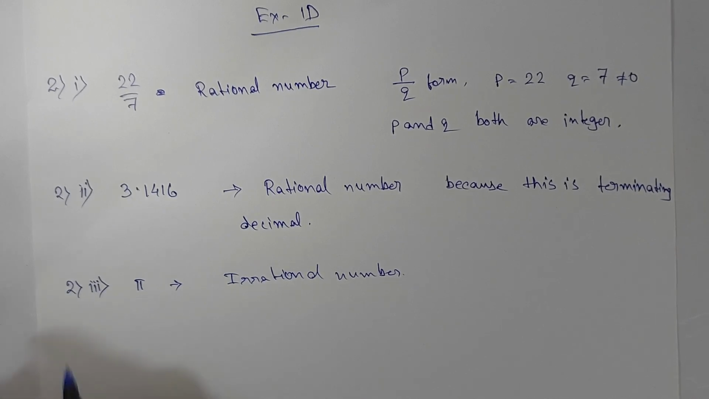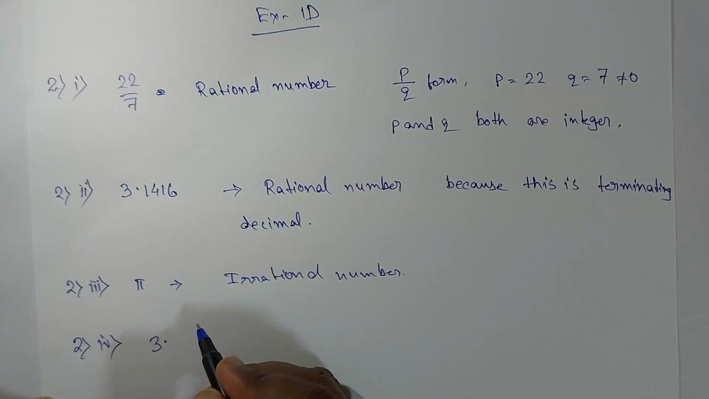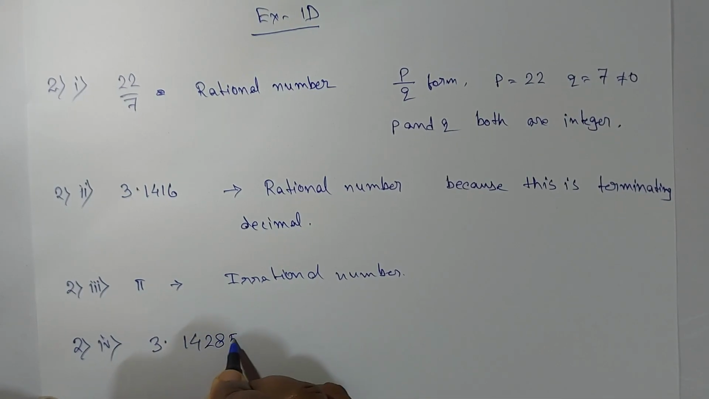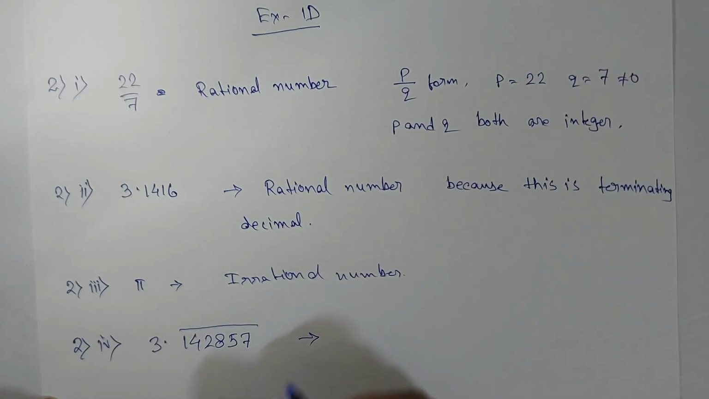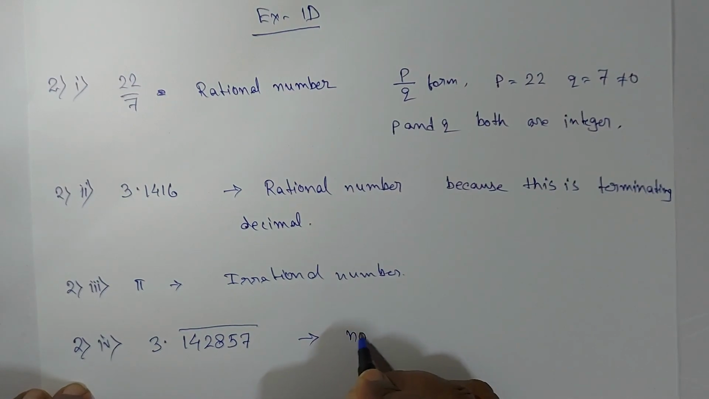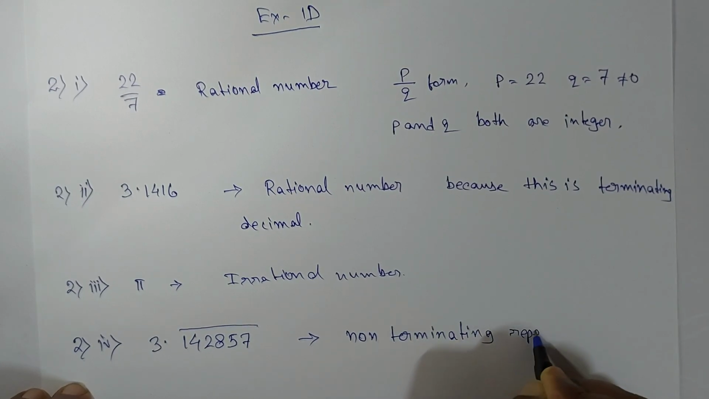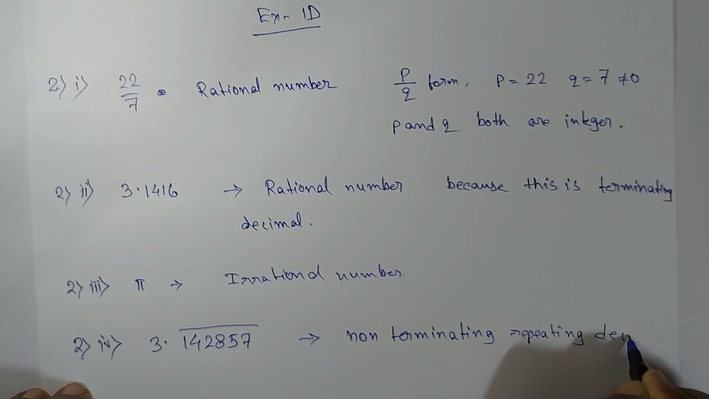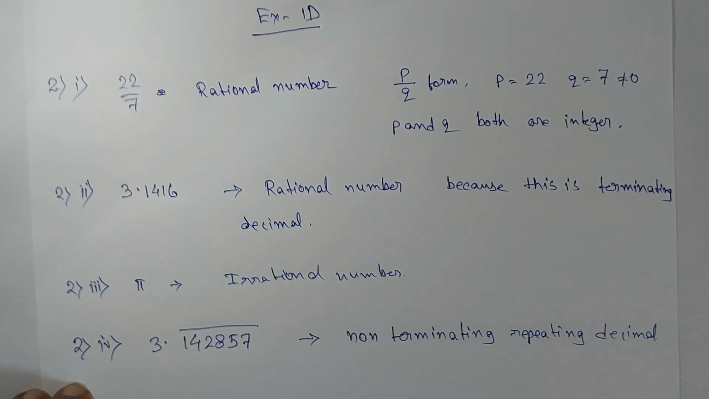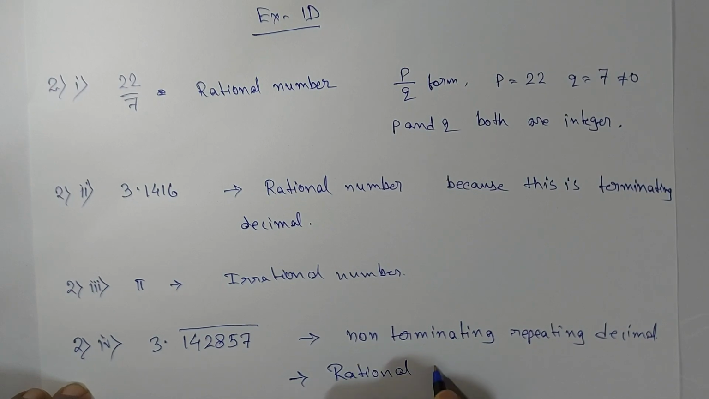Next is 3.142857 with an overhead bar. This is a non-terminating repeating decimal. We have learned that all non-terminating repeating decimals are rational numbers.